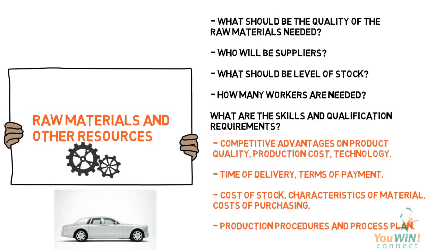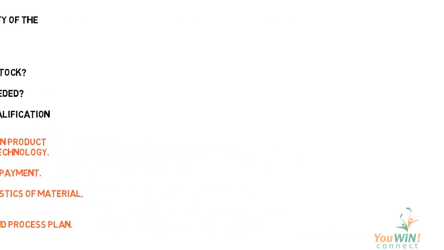What's the cost of your stock? What are the characteristics of the stock? Do you need to spend a lot to stock them? Okay, so these are all considerations that you give when you're making the decision for raw materials and other resources. Of course, what's your production plan? And does the production plan support the stock plan that you have?